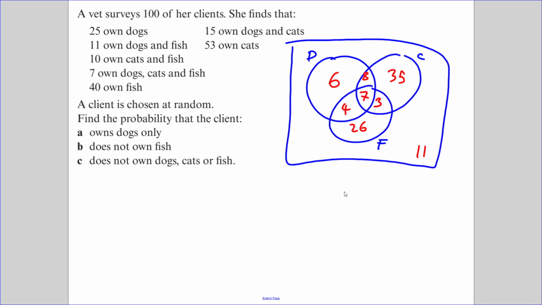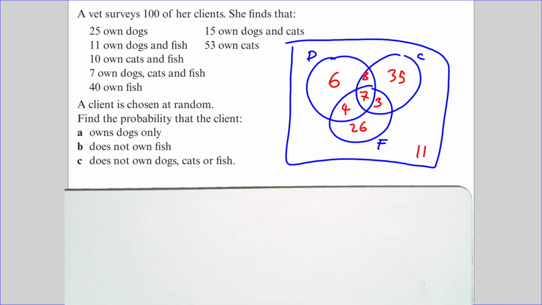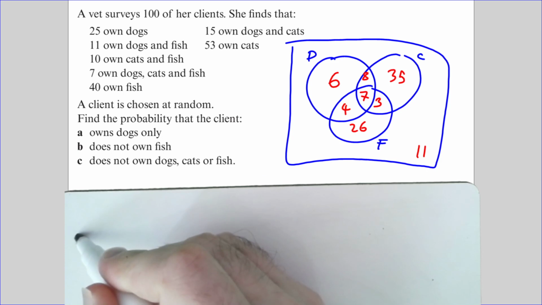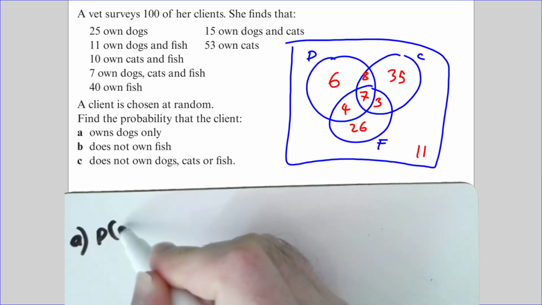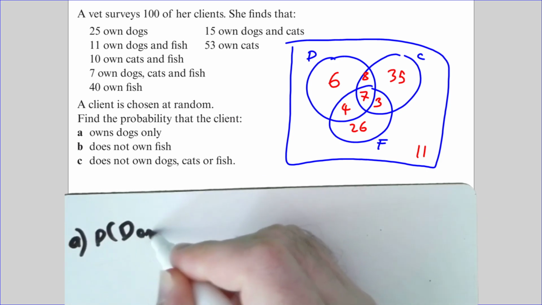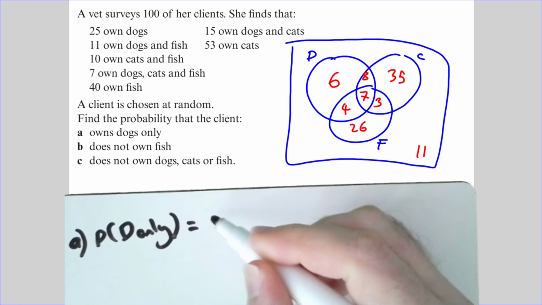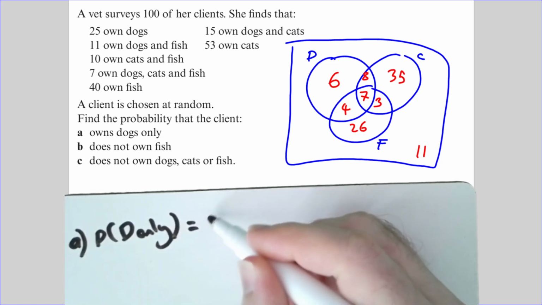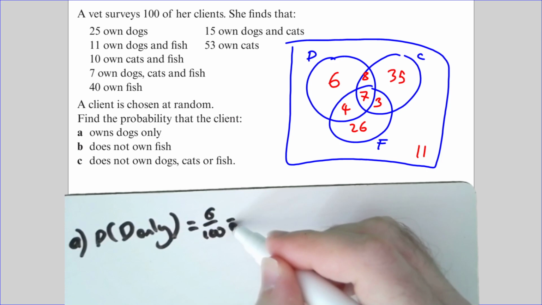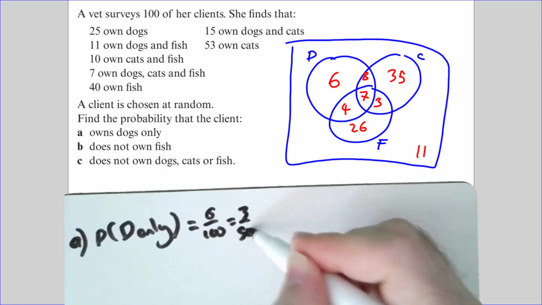So we always start on the inside and work outwards. So we start with this 7, and then we move to these 3, and then we work out to these individual ones, and then we do the outside bit. A client is chosen at random. Find the probability that she owns dogs only. So this is going to be for our A. This is probability dogs only, which is 6 out of 100, which we cancel down to 3 out of 50.